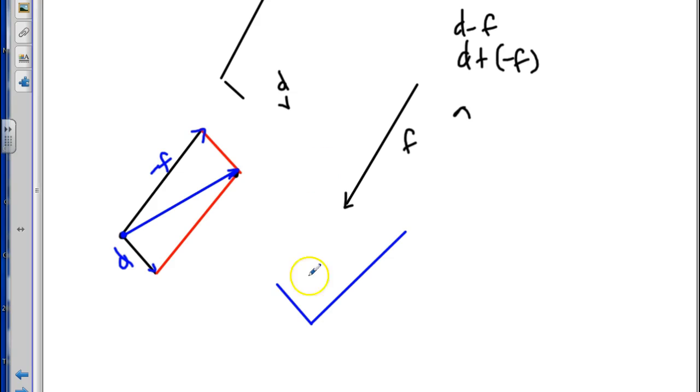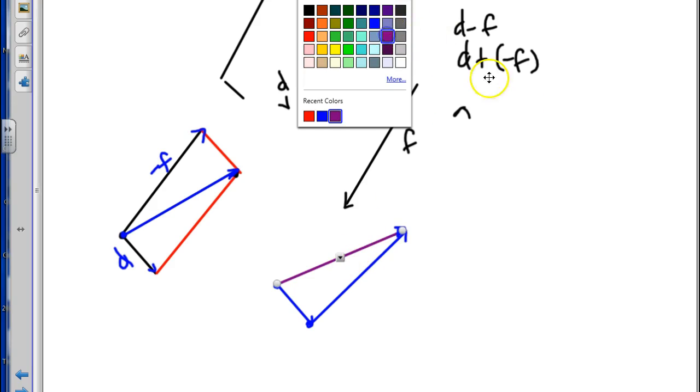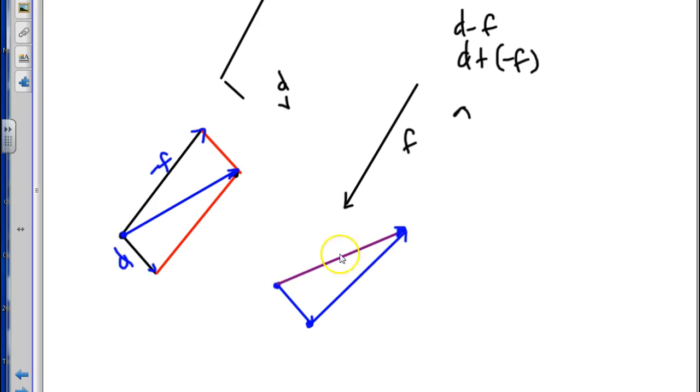The opposite of F here. So I go initial point to terminal and then initial to terminal. Now my answer goes from initial to terminal. So it's a very similar way to do it, just without drawing the parallelogram. So my final answer is here. I'll change the color of it so you can see it. There's my final answer in purple. It's the same vector as that one.